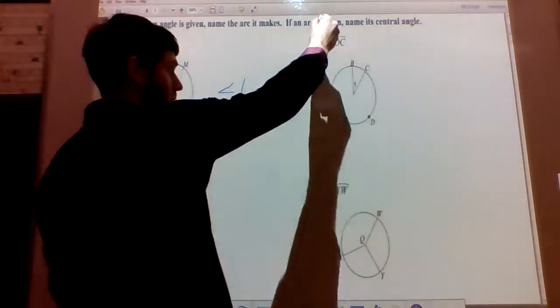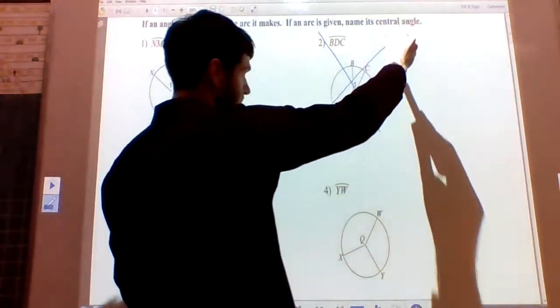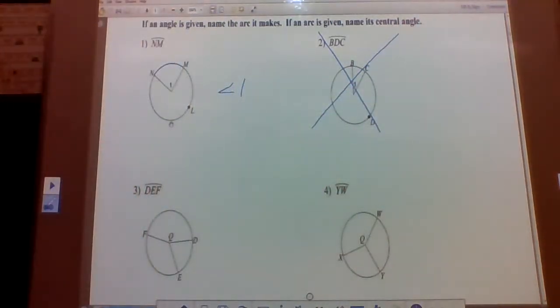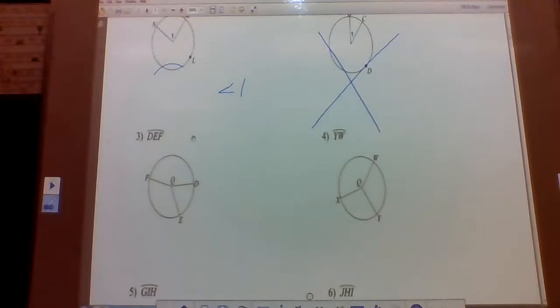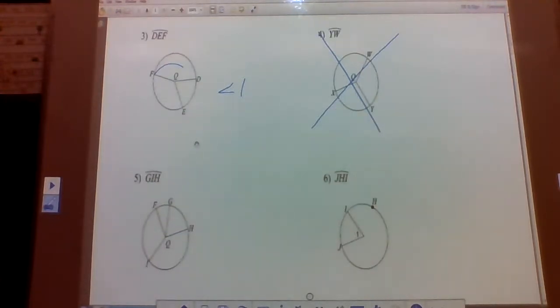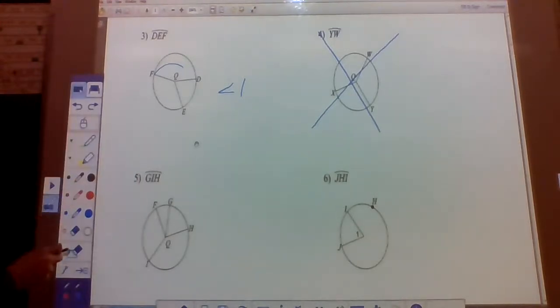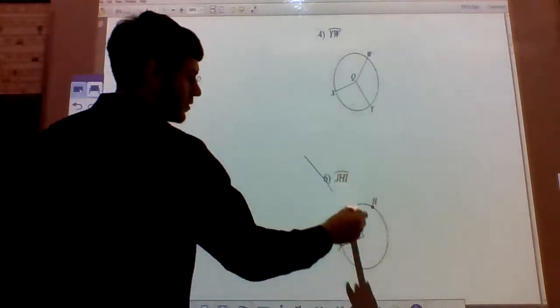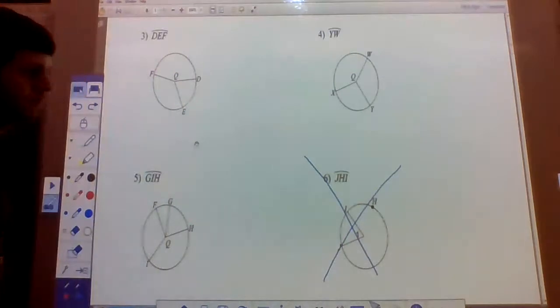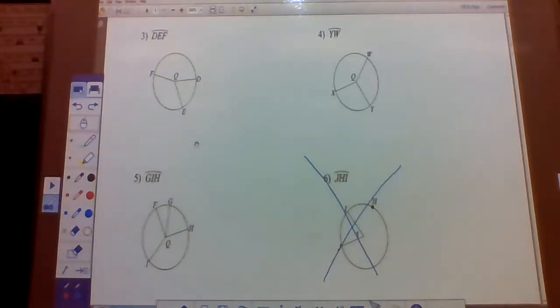Okay, we said don't worry about number 2. We just don't want to confuse you with 2, so we're going to skip it. All right, so down to 3, 4, and 5. Again, we said to skip number 6, so don't worry about 6 either.